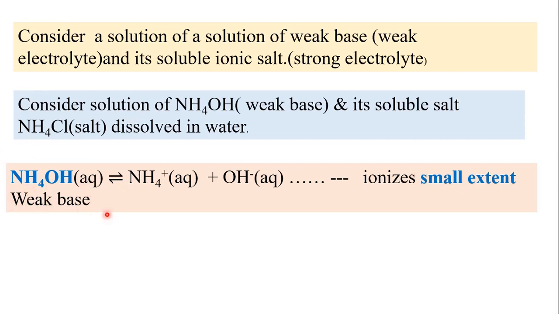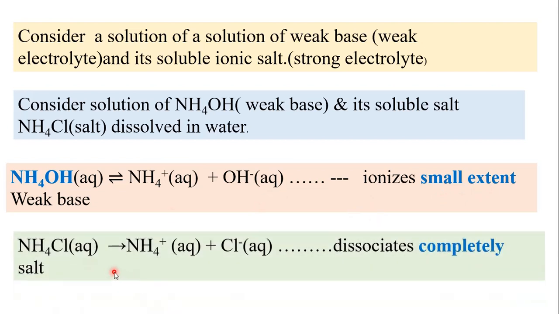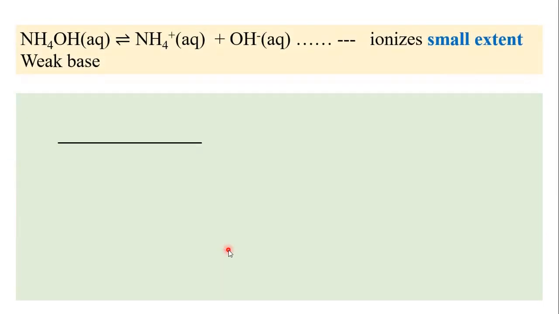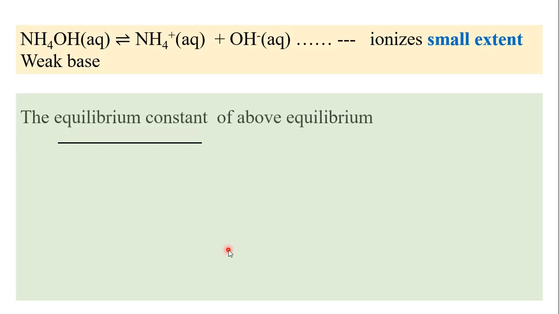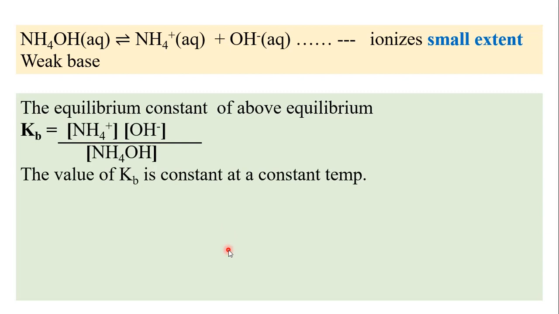NH4OH is a weak base, so dissociates to little extent and gives you NH4 ions and OH ion, and it ionizes to a small extent. And NH4Cl is a salt, so ionizes or dissociates completely and gives you NH4 ions and Cl ions. Now, as it is a weak base, we can apply law of mass action to this equilibrium reaction and we get value of Kb.